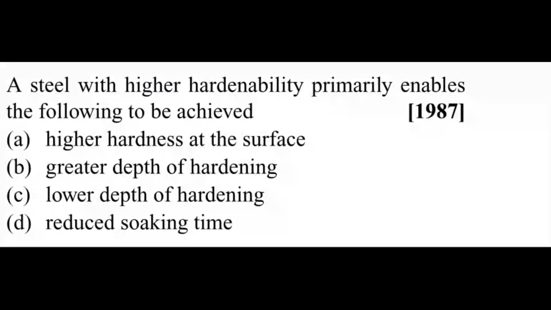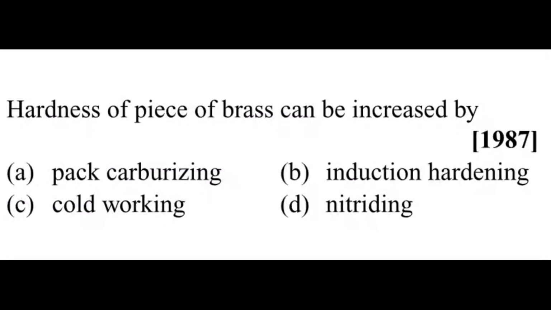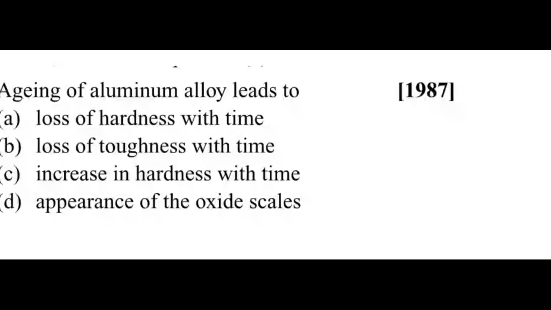A steel with higher hardenability primarily enables the following to be achieved: greater depth of hardening. Hardness of a piece of brass can be increased by cold working. Aging of aluminum alloy leads to increase in hardness with time.